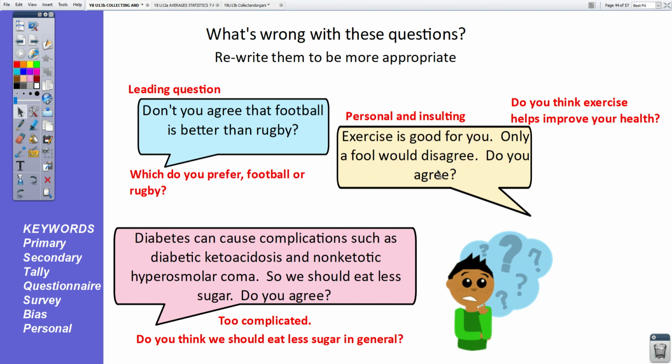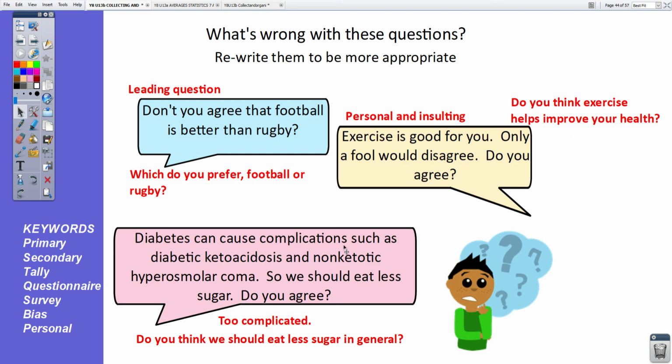Exercise is good for you. Only a fool would disagree. Do you agree? Well, immediately there it's being personal and it's insulting you. If you don't agree, it's saying you're a fool. So, no, a very inappropriate question. Do you think exercise helps improve your health? Yes, no. Very straightforward question.